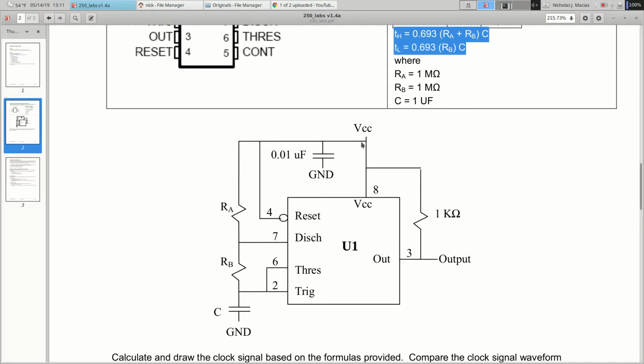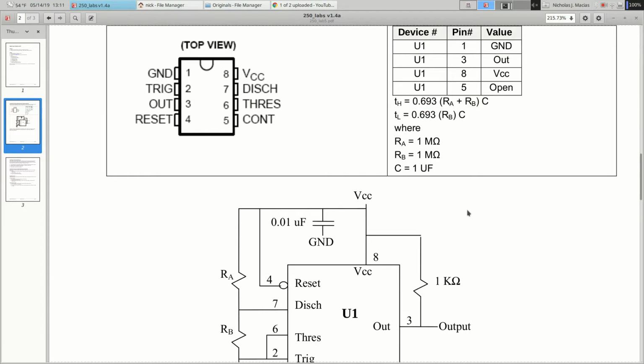All right, so pin 8 goes to VCC. Pin 7 goes through a resistor to VCC and goes through a resistor to 2. 6 goes directly to 2. 5 does not appear anywhere. 4 goes straight to VCC. 3 is going to be your output, so that's going to go to an LED originally. 2 goes directly to 6. 2 goes through a capacitor to ground.